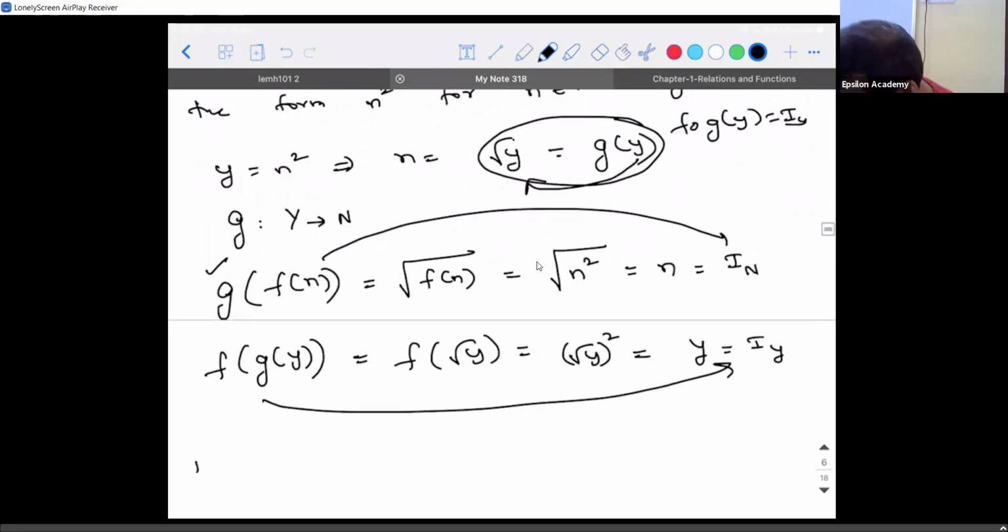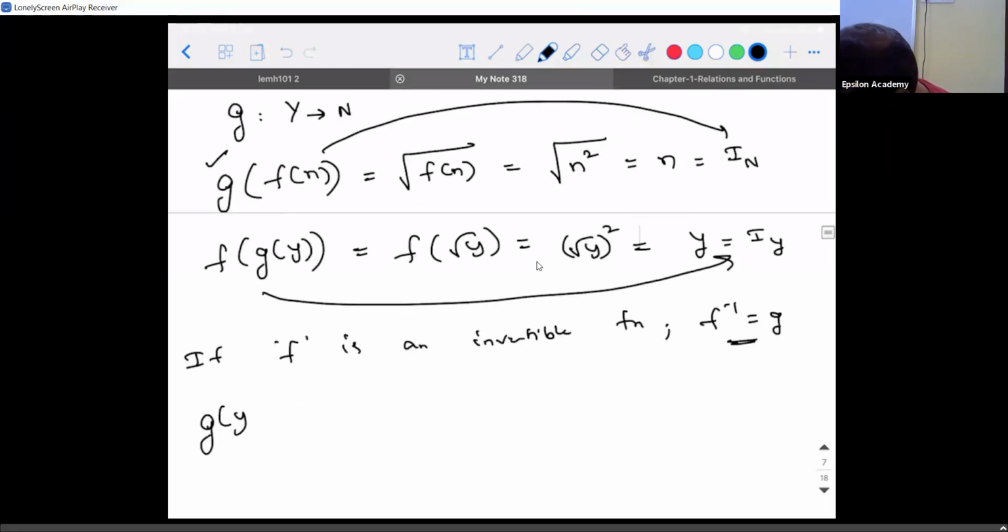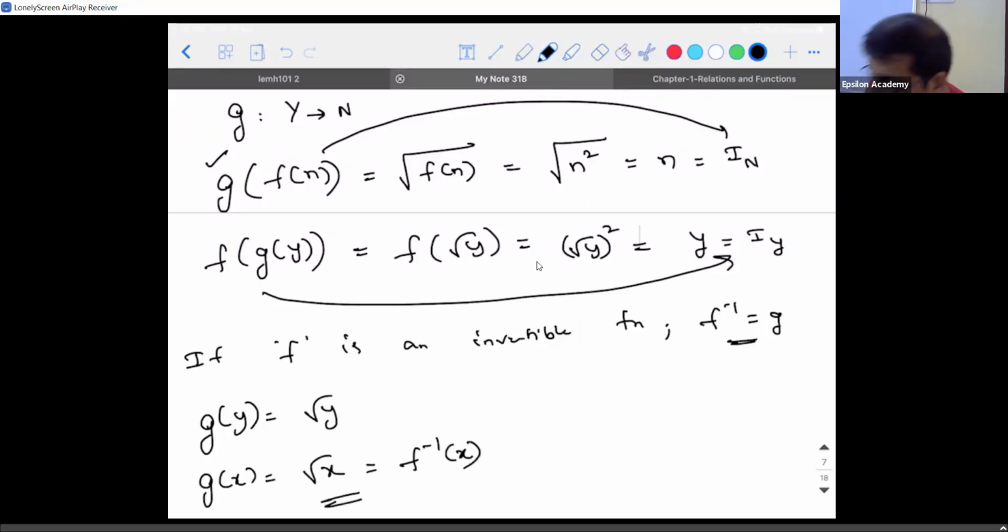So what if we have to find its inverse? If it is an invertible function, then f inverse is g. So whatever you are getting as g of y is root y. Then g of x will be root x. This is what is f inverse of x. Sorry, g of n. This is what is f inverse. So this is the inverse function of f.